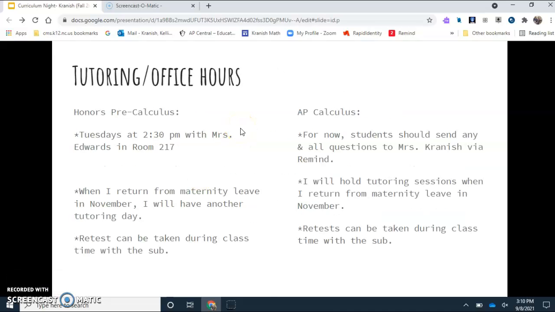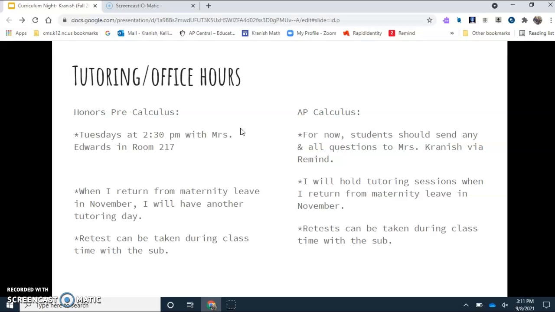Okay, so for right now, for tutoring for honors pre-calculus, you can go on Tuesdays at 2:30 with Miss Edwards in room 217. When I return from maternity leave in November, I will have another tutoring day. More than likely, probably Thursdays, but we'll talk about that when I return. For right now, your retest can be taken during class with the sub, so you don't have to stay for tutoring for a retest. You can do that in class once you've completed your test corrections.